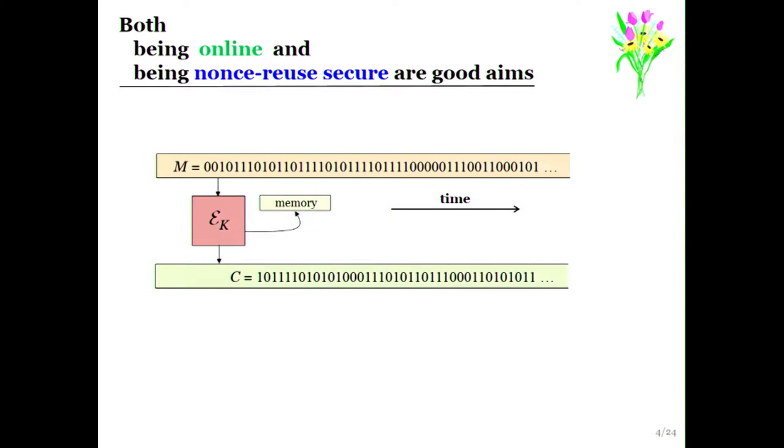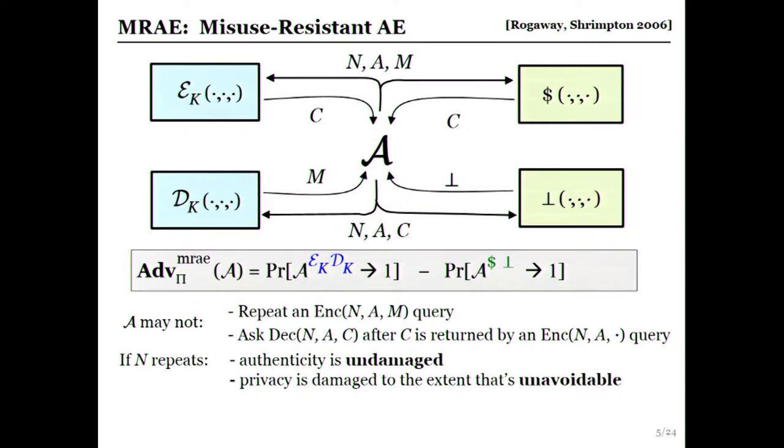Let me make sure the online characteristic is clear to people. What I'm asking for is, after some constant delay, as we read in this message bit by bit, we can spit out the corresponding ciphertext, the encryption scheme itself employing only a constant amount of memory. For the nonce reuse part, there already was, a decade earlier, a definition in the literature called misuse resistant AE, MRAE abbreviated here.